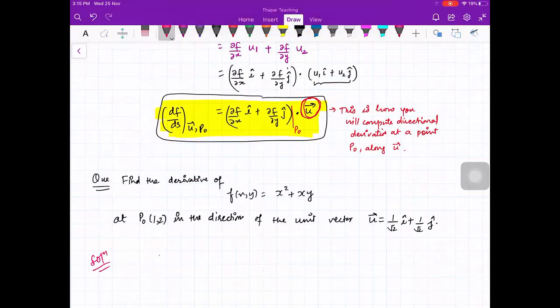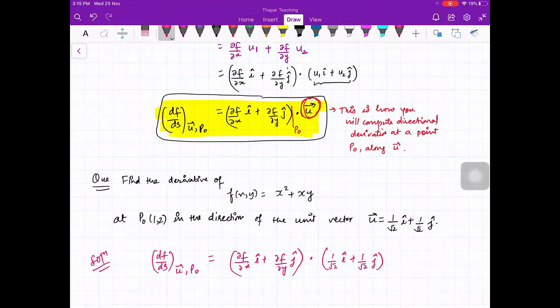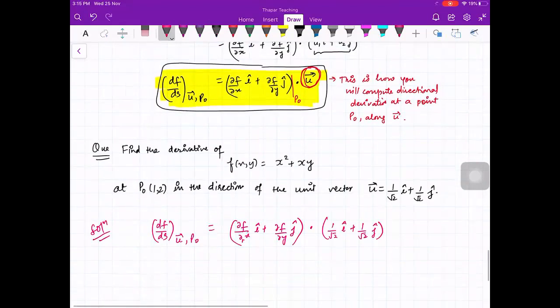So we have df/ds in the direction of u at p₀. This is what we have to compute. By the formula, it is ∂f/∂x i cap plus ∂f/∂y j cap, dot product with your unit vector, which is (1/√2) i plus (1/√2) j. Now what is ∂f/∂x at the point (1,2)? Everything has to be computed at the point (1,2).